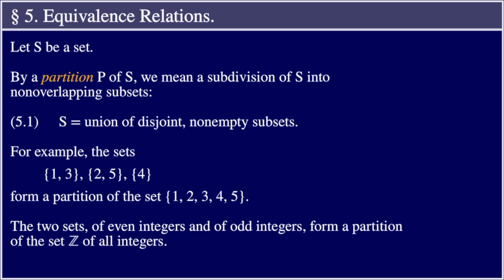Let S be a set. By a partition P of S, we mean a subdivision of S into non-overlapping subsets. 5.1. S is equal to the union of disjoint non-empty subsets. For example, the set {1, 3}, the set {2, 5}, and the set {4} form a partition of the set {1, 2, 3, 4, 5}. The two sets of even integers and odd integers form a partition of the set Z of all integers.